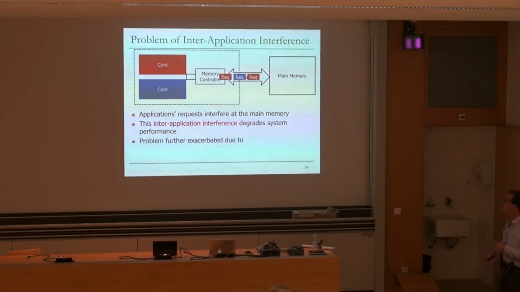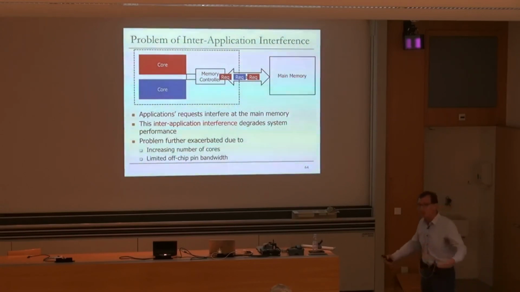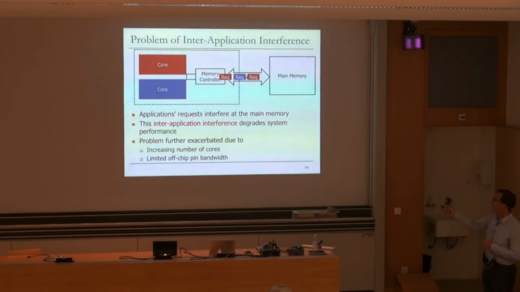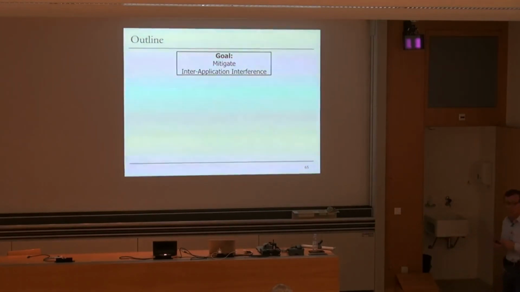And the problem is further exacerbated because we're increasing the number of cores, or they're becoming more powerful, especially in GPUs, for example, and the off-chip pin bandwidth, the bandwidth to the main memory, is limited. It's not increasing as fast. So that's the problem that we're tackling in this work.